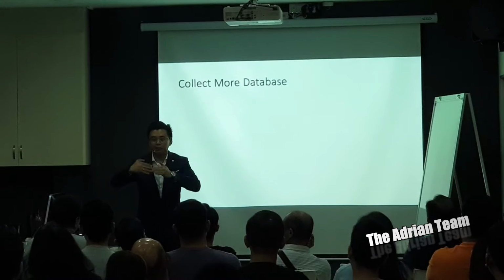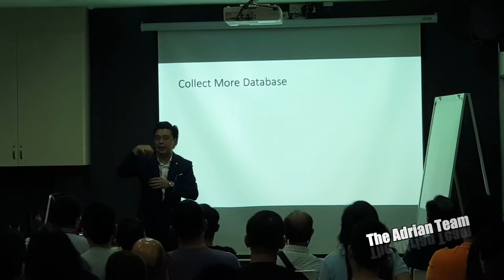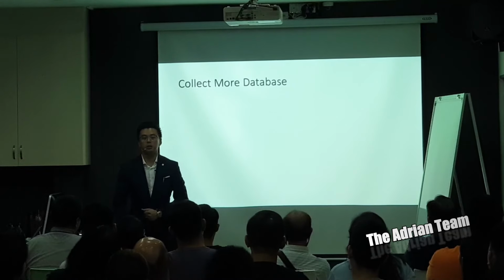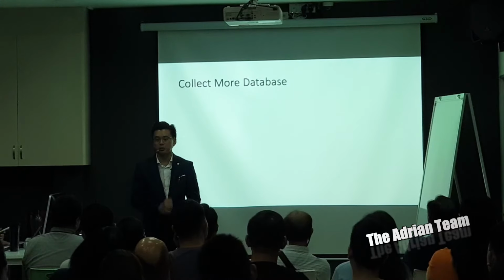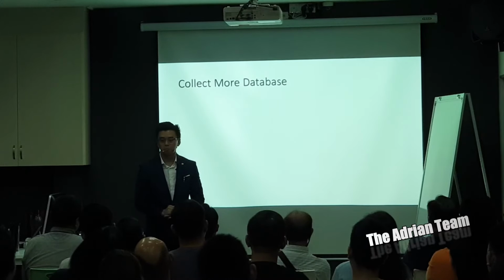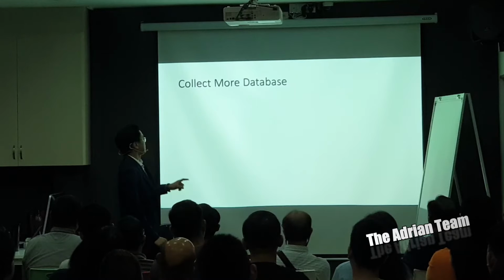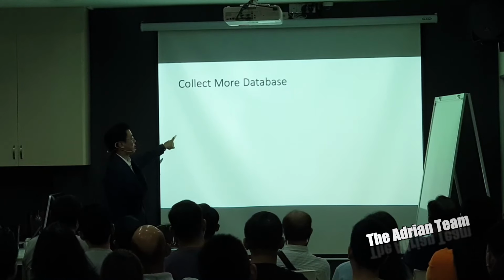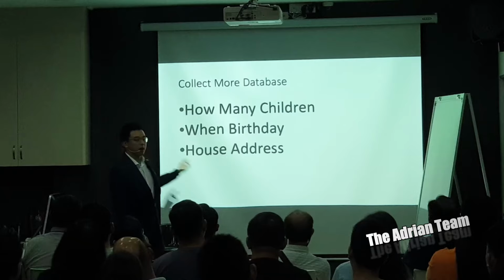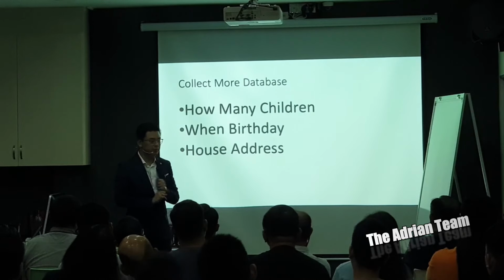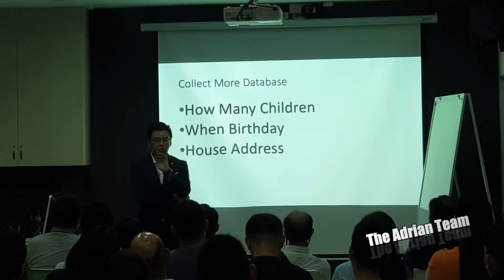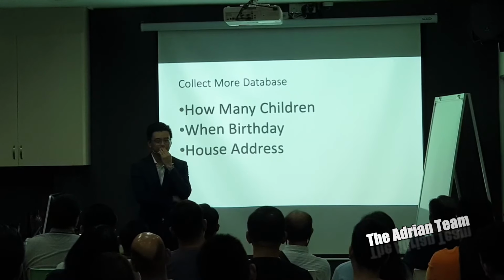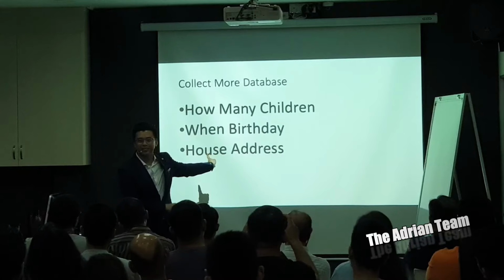Before they actually allow these people to go in the shop and enjoy the free cake, this is what they do. When they're lining up, they have surveyors go and collect database from these people. Collect what database? They collect even more, and these are what they collected: how many children do you have, when is their birthday, and your house address. Now, why is this important? Why is birthday important?